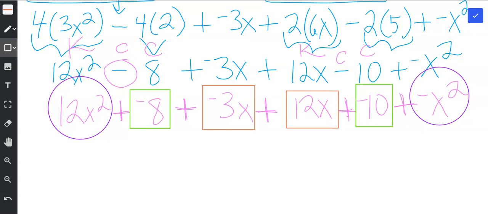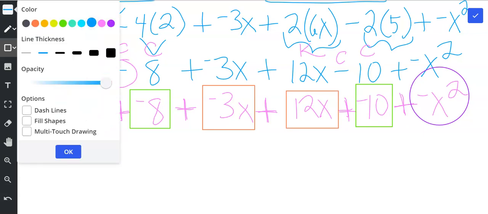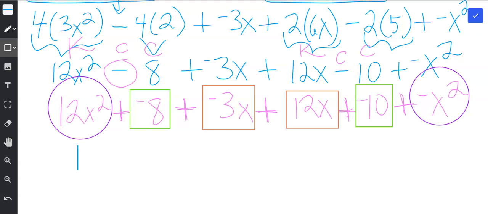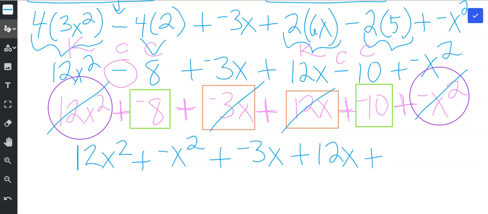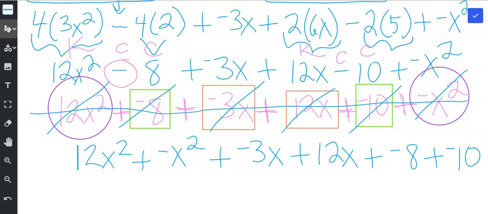From here, I'm going to order. So I'm going to start by writing the 12x squared. Oops, need to go to scribble. 12x squared plus the negative x squared. So there's still addition in between these terms, and then I'm going to cross out what I've written. Then I'm going to add next the negative 3x plus the 12x. So I'm finished with those. And then I'm going to add the constant terms, the negative 8 plus the negative 10. And then I'll look over the problem and I see that I have taken care of every single term.